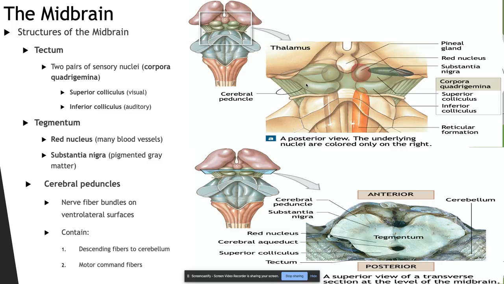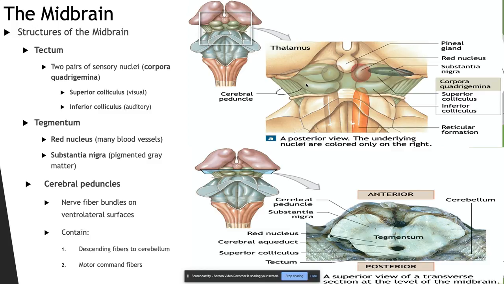So the nerve fiber bundles on the ventrolateral surfaces of the midbrain are the cerebral peduncles, and they contain 1) descending fibers that go to the cerebellum by way of the pons, and 2) descending fibers that carry voluntary motor commands issued by the cerebral hemispheres.